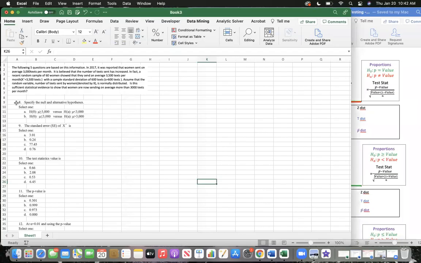Just looking at question 8, you can see that this is a hypothesis test, right? And it's a one sample hypothesis test because you only see one mu. You don't see mu1, mu2, right? You just see one mu. So this is a chapter 9 problem.